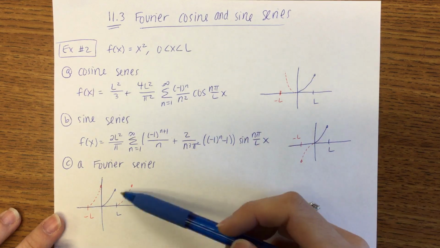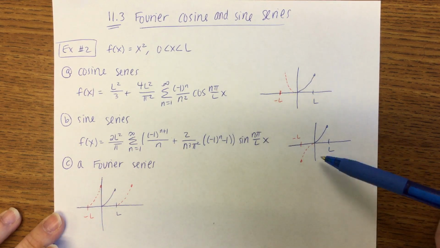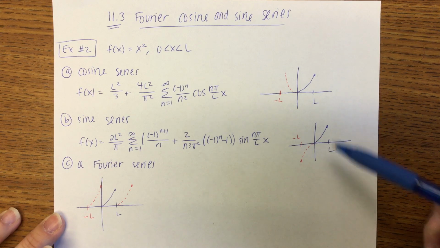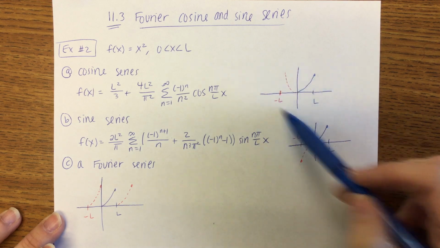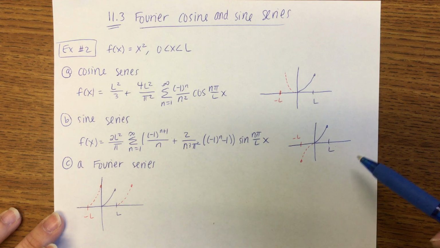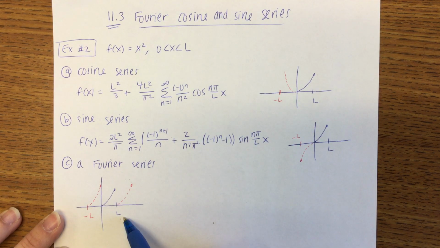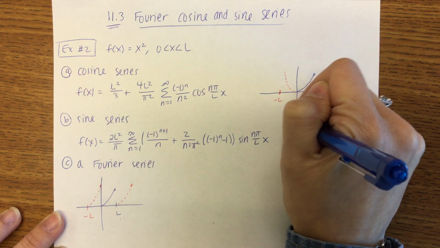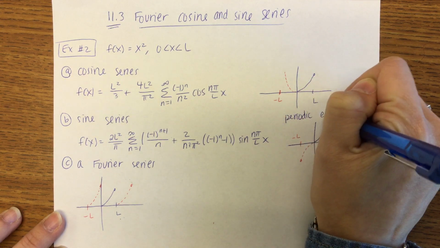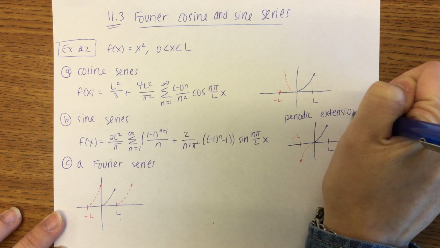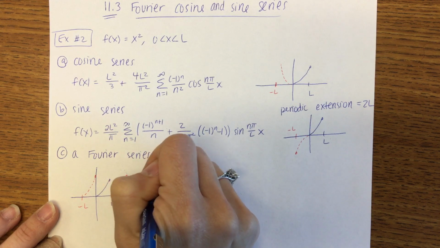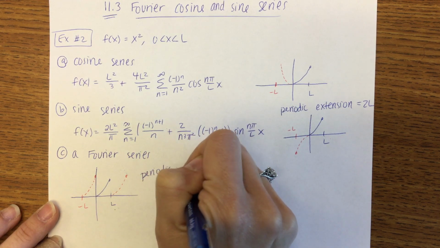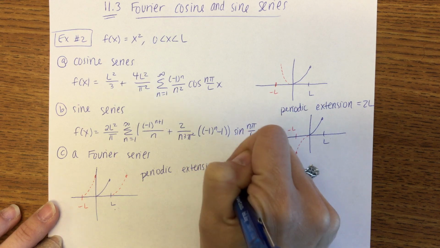So the reason I say that a Fourier series is going to be more different from a cosine and a sine series is because of what the period is. What is the period for A and B? 2L. Right? Period here is 2L. Every 2L it's going to start repeating. What is the period here? L. Okay. So here we say that the periodic extension is 2L. Here we say that the periodic extension is L.